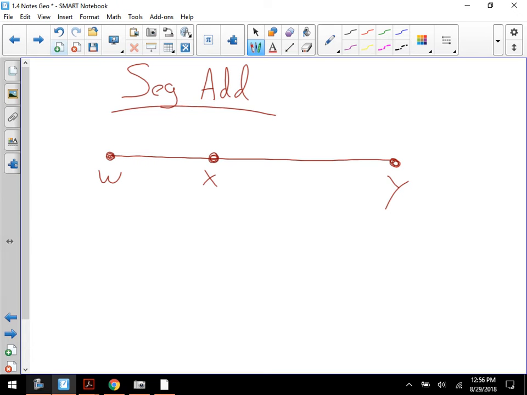In that diagram, does it say that WX is equal or congruent to segment XY? Why is that? Correct. There's no tick marks here, guys. So you can't assume that. You assume that, you're going to be wrong.